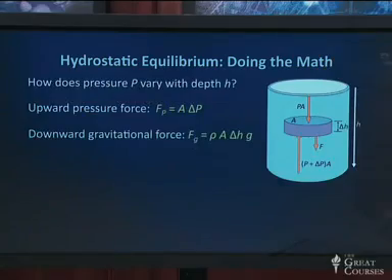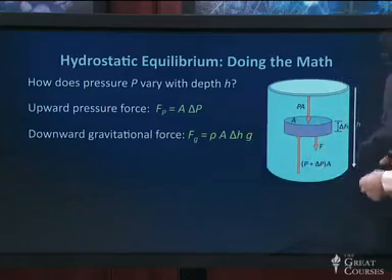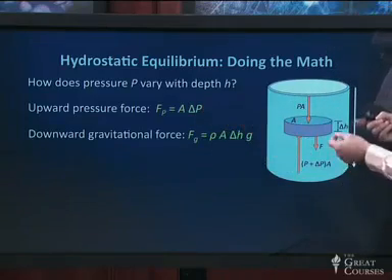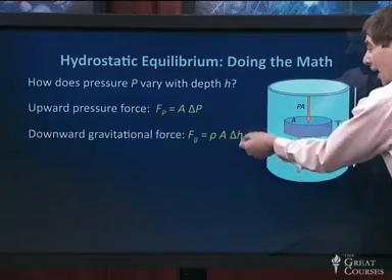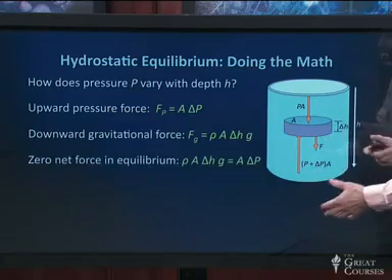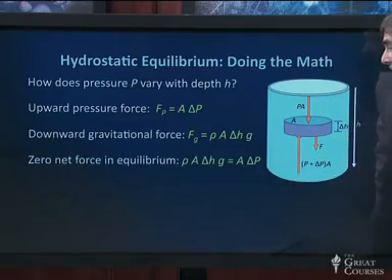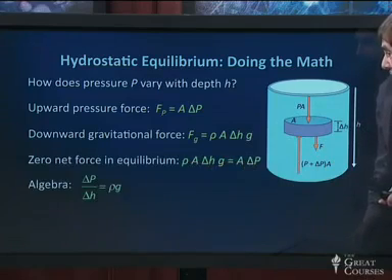And we're almost done. The question we really want to ask is, how does the pressure vary with depth h in order that this thing be in equilibrium? We know we need more pressure at the bottom. How much more? Well, the upward pressure force we found is F pressure equals A delta P. The downward gravitational force is rho A delta h g. In equilibrium, those two are equal in magnitude; one is up, one is down, but they vectorially sum to 0.